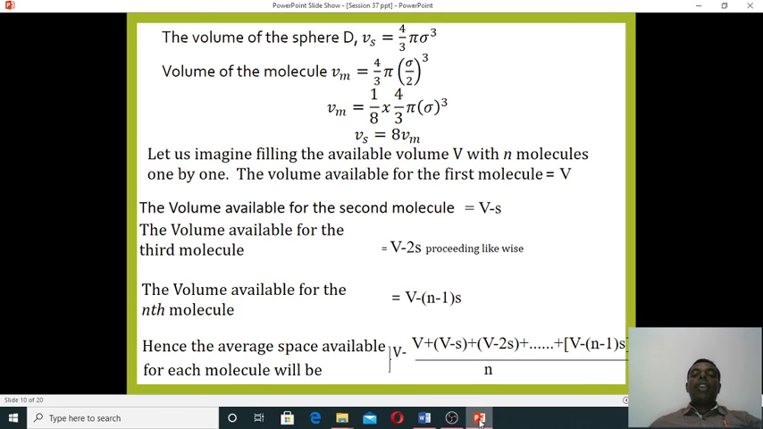The volume available for the first molecule is the entire volume, the volume available for the second molecule is V minus S, and the volume available for the third molecule is V minus 2S. Proceeding like that, for the nth molecule the volume available is V minus (N minus 1) times S. Now take the average space available for each molecule: V plus (V minus S) plus (V minus 2S) and so on up to V minus (N minus 1)S, divided by N, we will get.